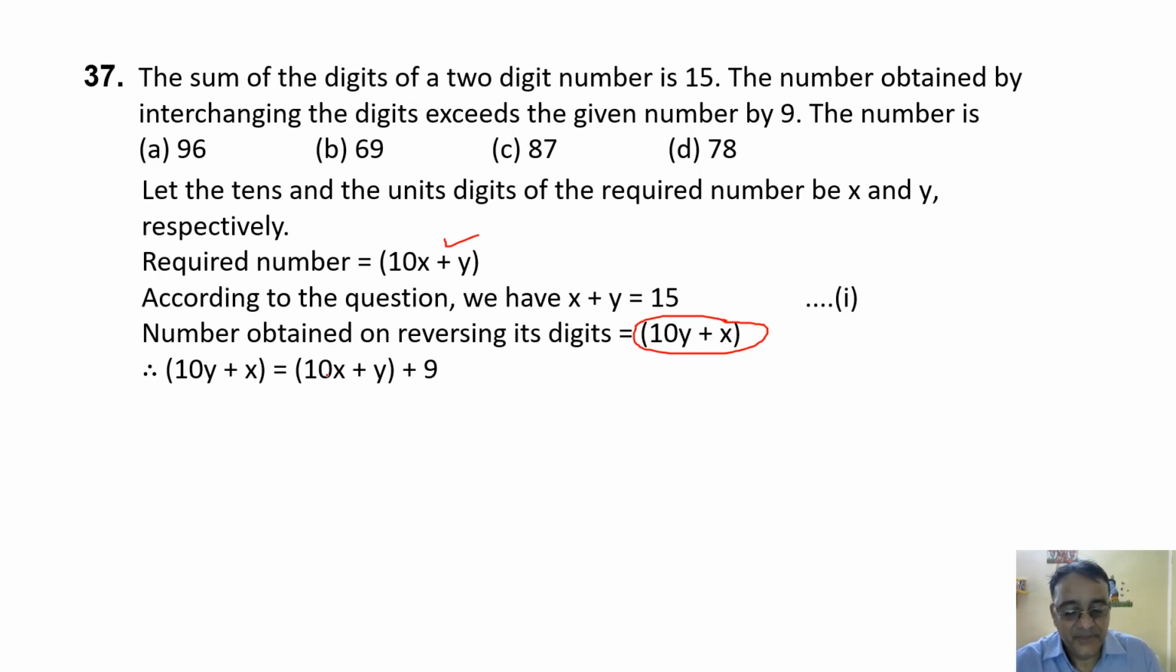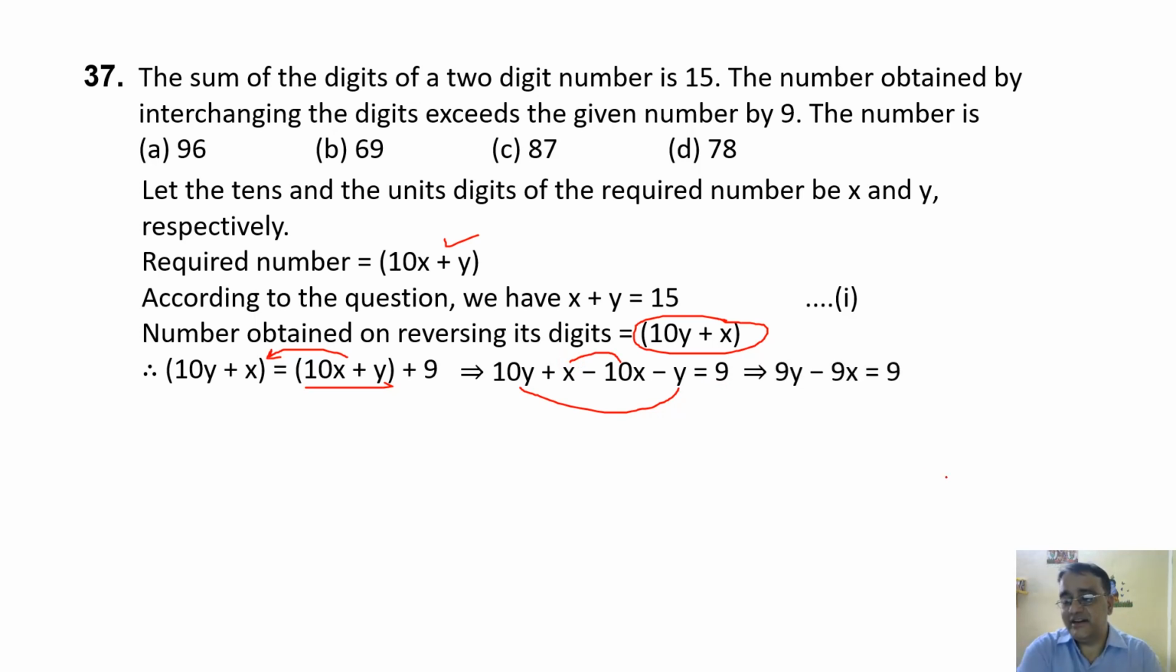Okay. So now what we will do, we will shift this to this side. So minus 9x and minus 9y will happen. Okay, sorry, minus 10x minus y will happen. And what we are getting, 9y minus 9x is equals to 9. Now divide all by 9. So what you will get? y minus x equal to 1.